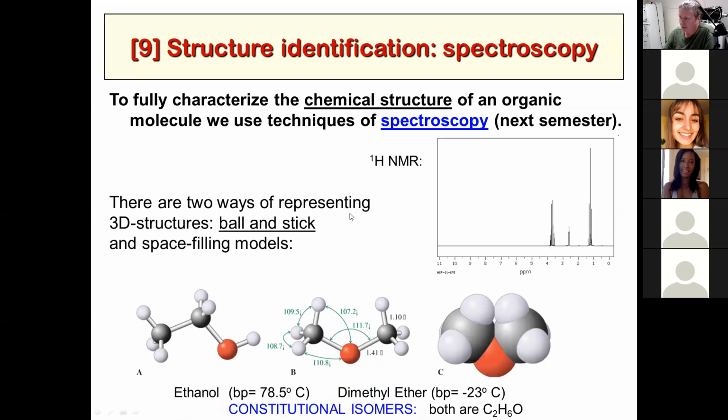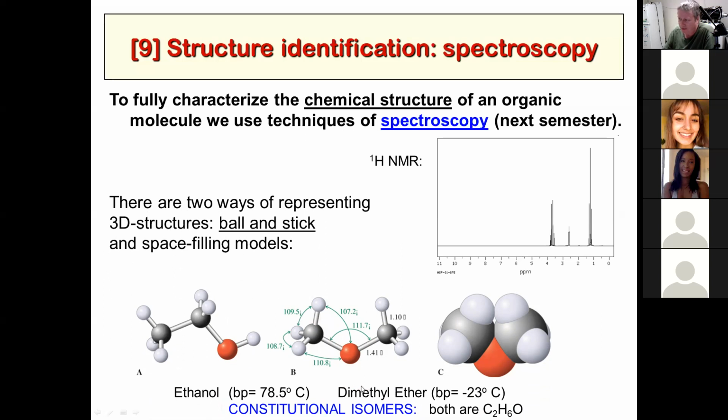Okay, and then there's a couple ways to represent 3D structures of molecules. Ball and stick, these are a couple of different ways to represent structures, and computers do this really well. And this is ethanol versus dimethyl ether. These are two different organic molecules. Ball and stick is kind of like, you see the little balls are the atoms, and sticks are the bonds. So this is ethanol, CH3CH2OH.